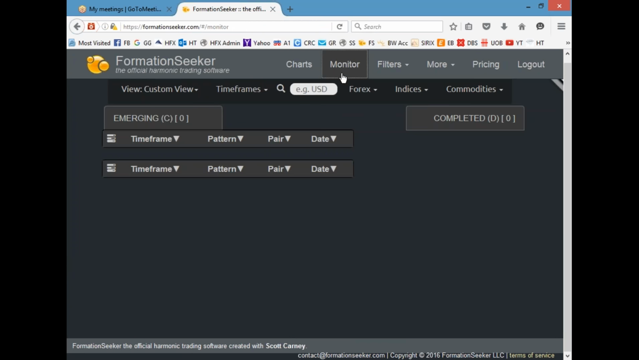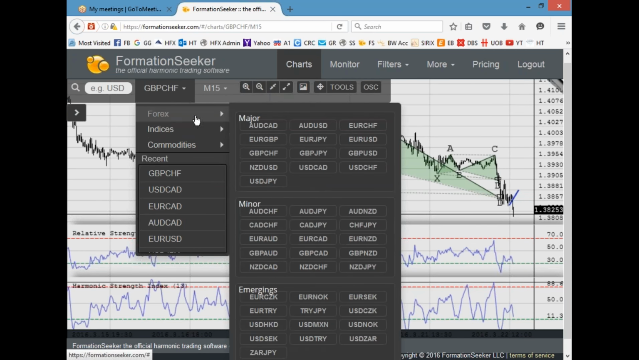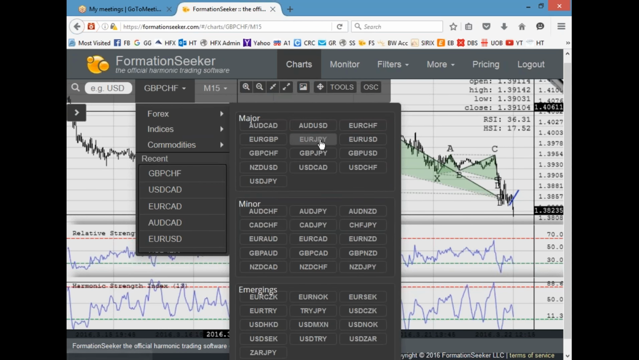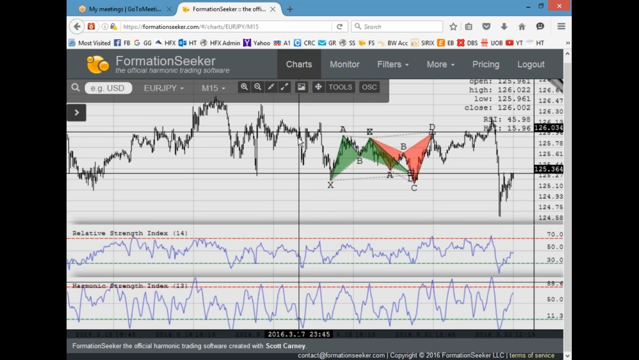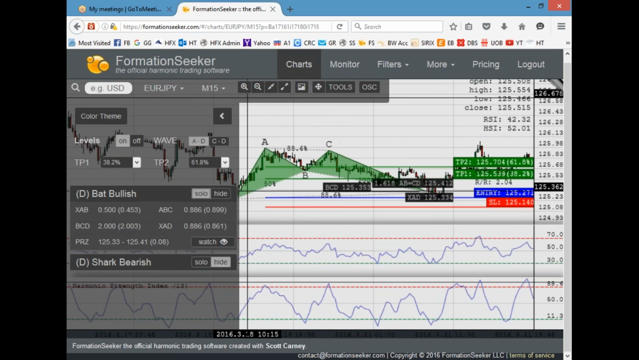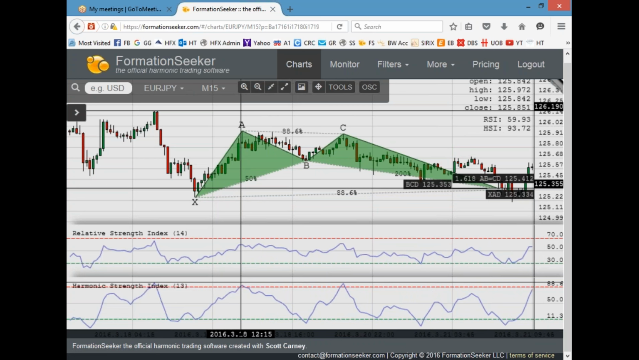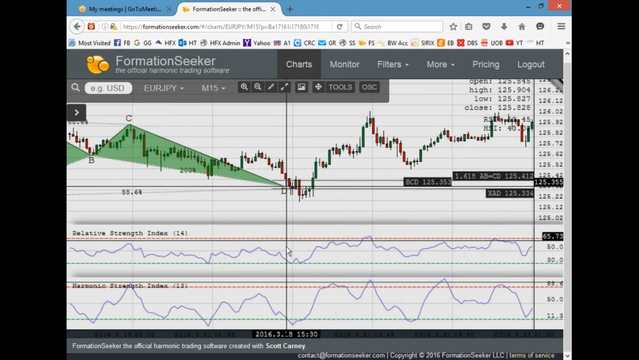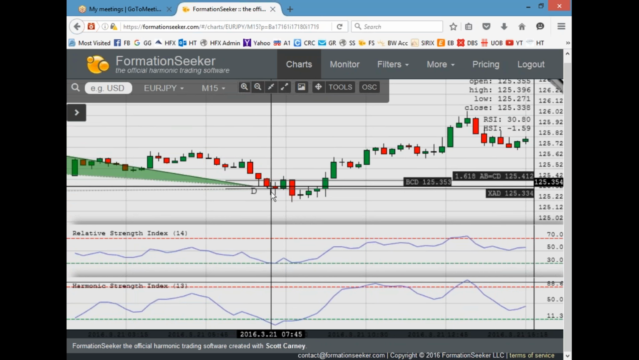Let me go to that euro yen example, because that's the one that's fresh on my mind. Let's do a step by step. Let's try both the bullish and the bearish. Let's look at the bullish one, step by step, starting from here.